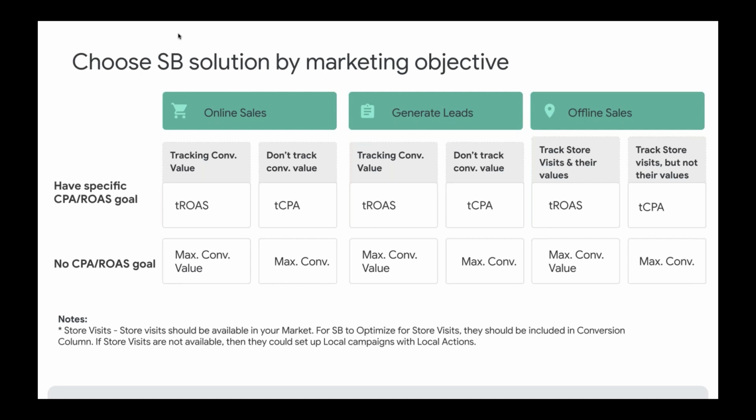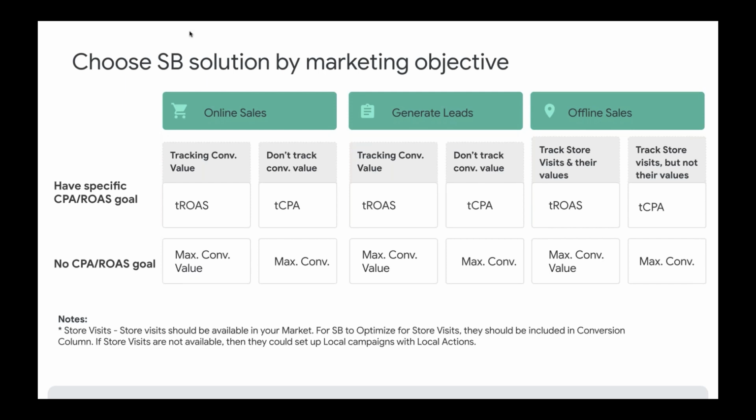As you can see, the brand awareness tactic is not here on purpose because we are not solving the smart bidding for brand awareness. As Seb mentioned, we have target impression share, maximize clicks. Those are not smart bidding strategies, but they are bidding solutions which can help you to achieve marketing awareness objectives, right? So there's no conflict here.